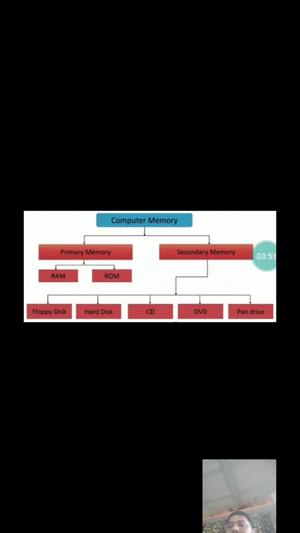Primary memory has two types: RAM and ROM. RAM stands for random access memory and ROM stands for read only memory. Further we can see about RAM, ROM and CD, DVD, pen drive. CD is compact disc, DVD is digital versatile disc, and pen drive is also known by the other name, flash drive.